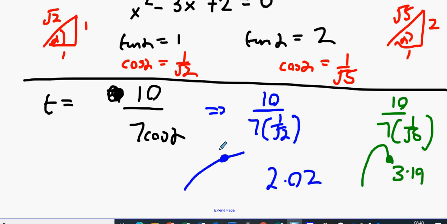Right, any questions? Who got that? 3.19 and 2.02. On to you. Ah, 22. Alright. Next one. Should have time to finish this one.